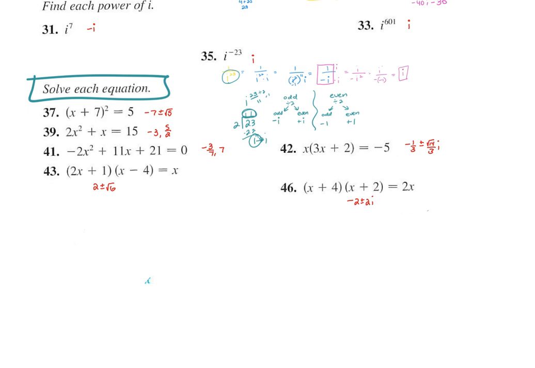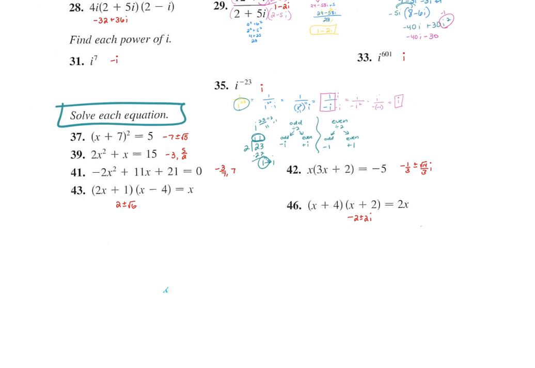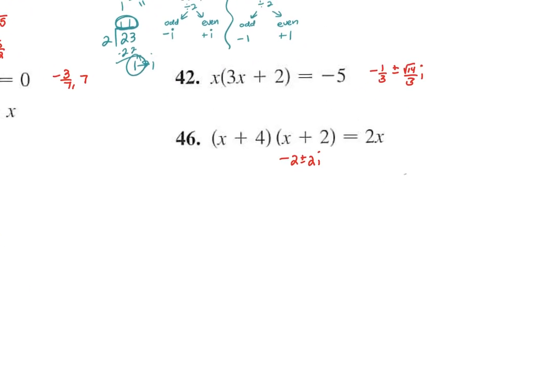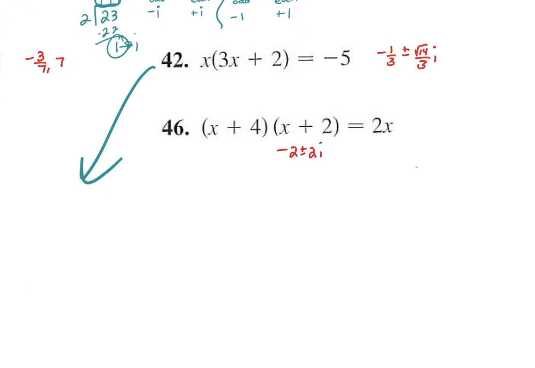Any other question on this page? Yep. 42? Yeah. So the biggest mistake I would say people make on this one is splitting and solving that, but because it's not equal to 0, you can't do that. So I have to distribute this. I'd get 3x squared plus 2x equals -5, and then move the 5 to the other side.